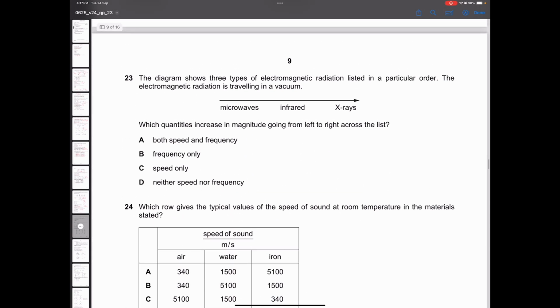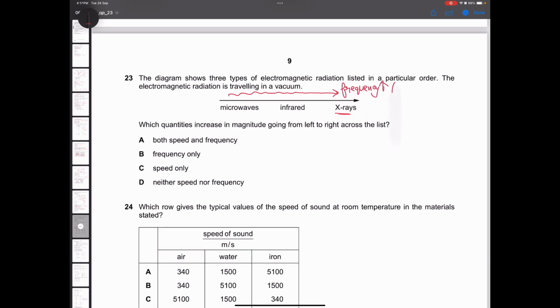Now, the diagrams show three types of electromagnetic radiation in a particular order. The electromagnetic radiation is traveling in a vacuum. Which quantities increase? We know that X-rays have the most energy except the gamma rays. So we can clearly see here that the frequency is increasing.